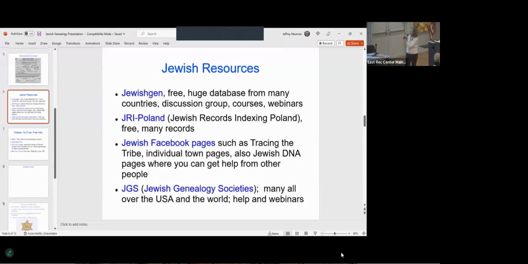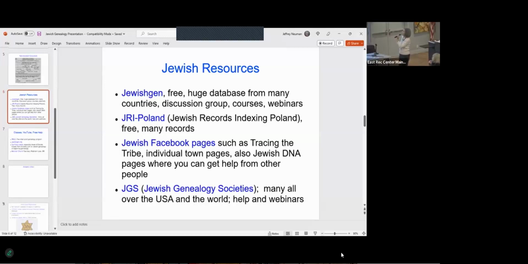Okay, so then we have, if your ancestors are from Poland, you're very lucky, because Poland has a website called JRI Poland, which means Jewish Records Indexing Poland. It's also free, run by loads and loads of volunteers. They have a ton of records. They have indexed all the records from the Polish archives. So that's why I was able, in Poland, to go back to 1725. I couldn't do that in Belarus. I couldn't go back more than maybe 1820. But Poland is a great place to get very good information going backwards.